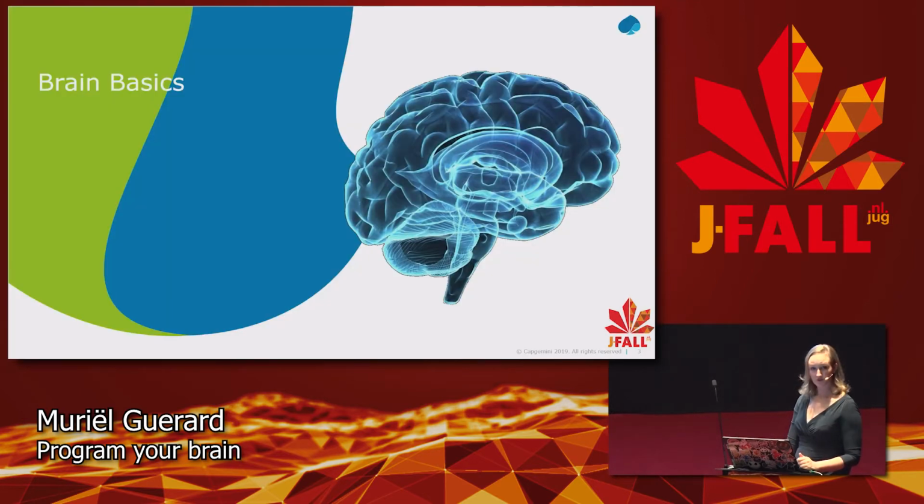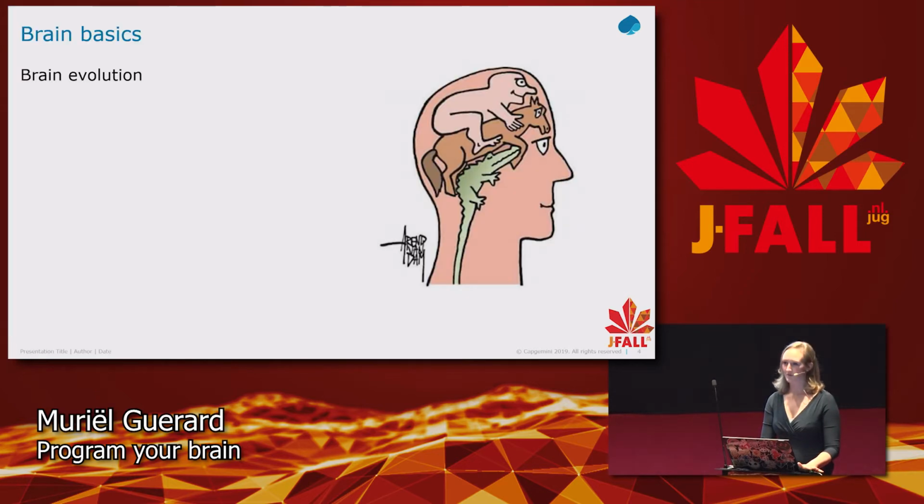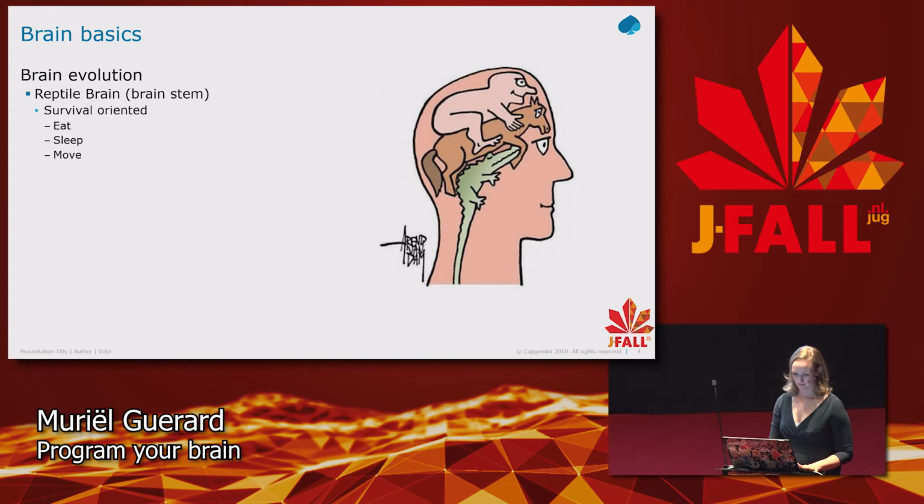So let's start with some brain basics, because I expect all of you to not be neurologists or neurophysiologists. Brains have been around since the first clumps of cells started to form multi-cell beings and needed to coordinate what they were doing. First brain cells were basic. Their goal was survival. That's the reptile brain. Their goal is to make you eat, sleep, reproduce, and keep all your vital signs going.